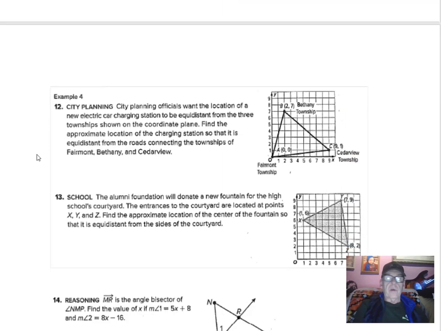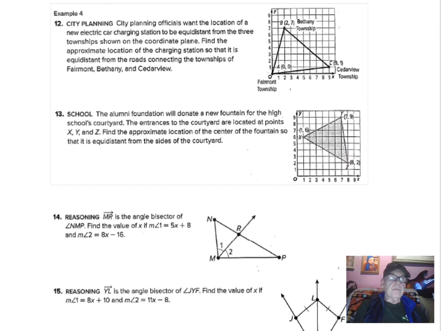Okay, let's look at this problem down here. City planning. So city planning wants to locate an electric car charging station to be equidistant from the three townships located on the plane. Now, if we wanted this to be equidistant from the points, it's kind of like a circle being circumscribed around here, which would be looking for the circumcenter, which is the point of concurrency of the perpendicular bisectors.